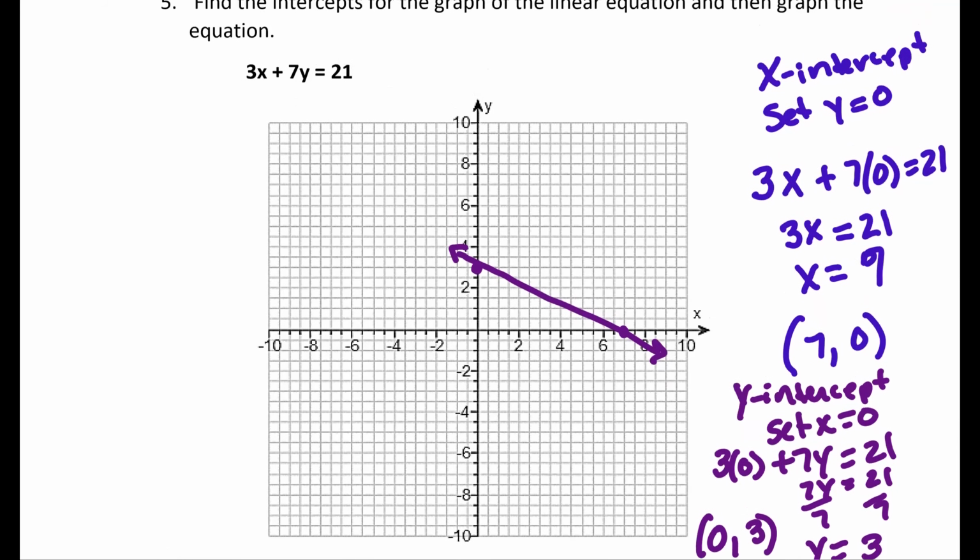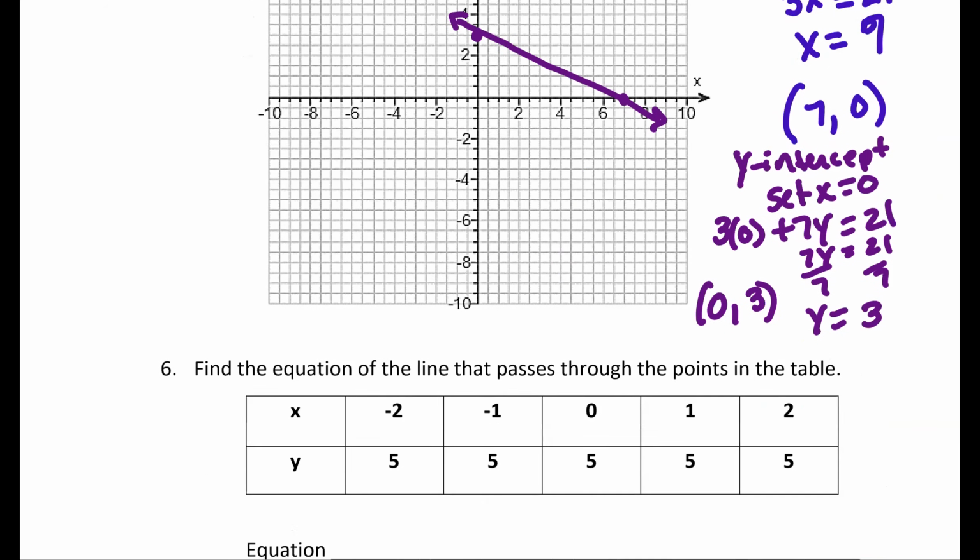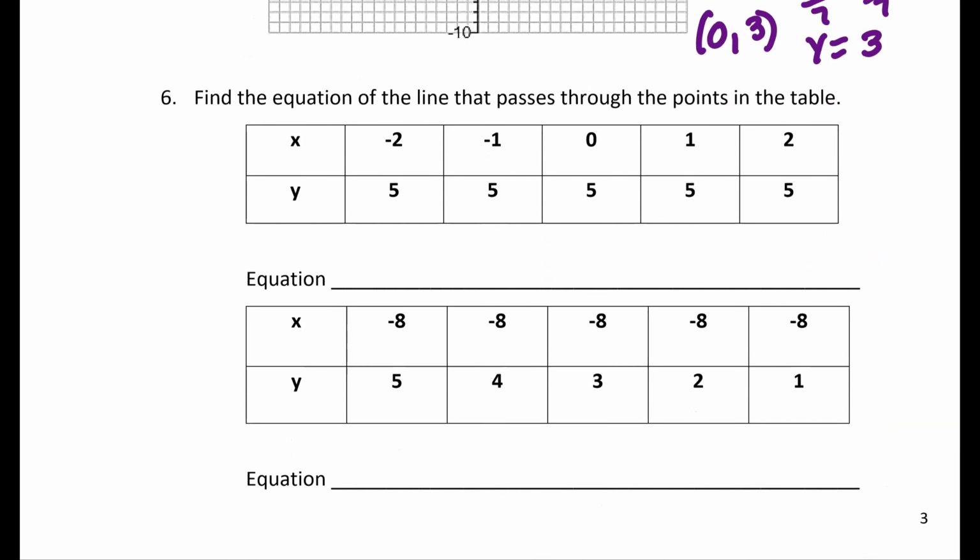Another way you can find intercepts is sometimes called the cover-up game. So if you want to find the x-intercept and you set y equal to 0, you basically cover that up and you solve 3x is equal to 21. And then if you want to find the y-intercept, you set x equal to 0. So you basically cover that up. And now you have 7y is equal to 21. So whichever way you'd like to solve it, that will be fine.